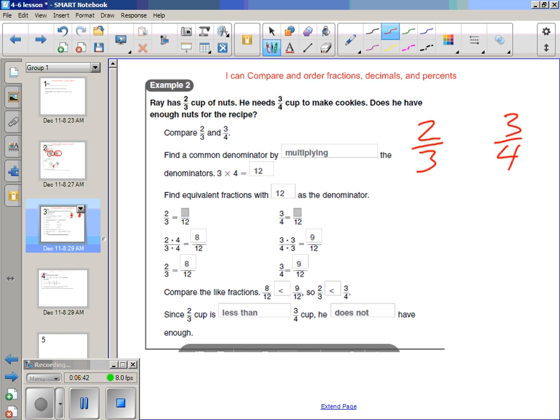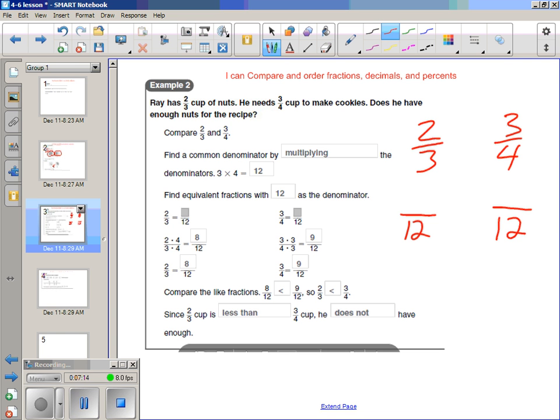The first way is common denominator. What number will both 3 and 4 go into? The easiest way to do it: if we multiply the two denominators together, we're always going to get a common denominator. 3 times 4 is 12. So we can make 2/3 into 12ths, and we can make 3/4 into 12ths.